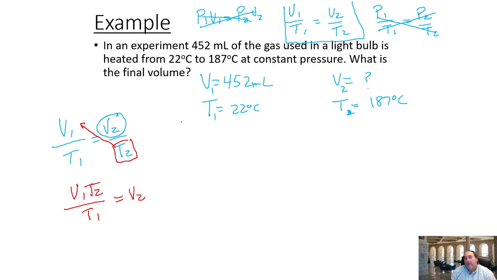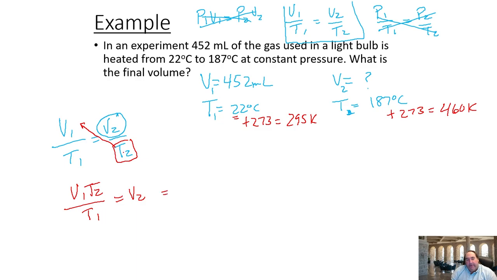So we're ready to put our numbers in, are we? I hope you're saying no, because this looks like Celsius to me. So we do have to convert it to Kelvin. We have to add our 273 to each of these. Remember, pretty much one of the first things you should do. So 22 plus 273 is going to be 295 Kelvin here. 187 plus 273 is going to be 460 Kelvin. Now we're ready to go.